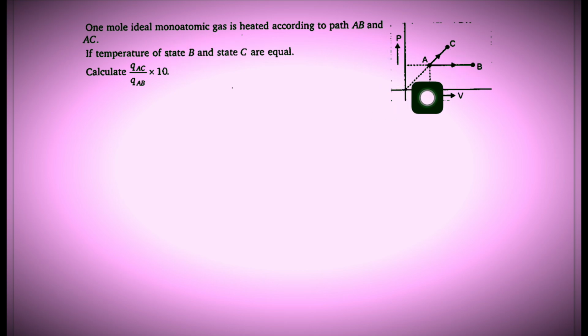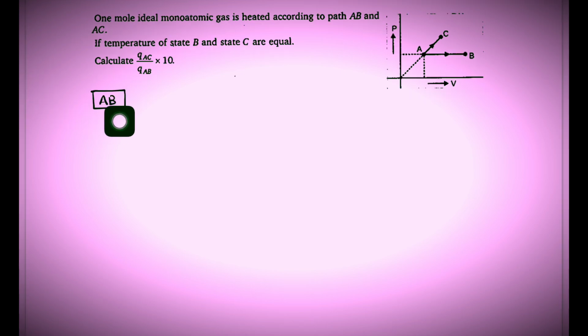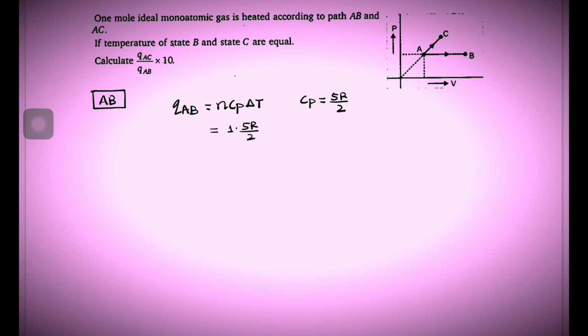Now let's figure out the heat in the different processes. First, let's calculate the heat that is exchanged in the AB process, right? Since it is an isobaric process, Q_AB will be n Cp delta T. Very simple. Now it is a monatomic gas, so Cp equals 5R by 2, as we know that. And moles is 1, so it will be 1 into 5R by 2 into delta T.